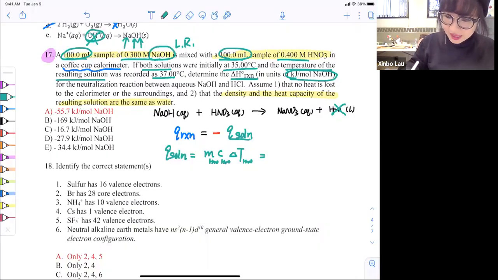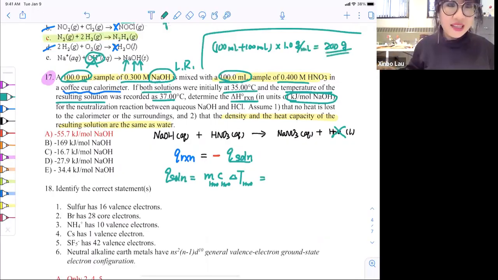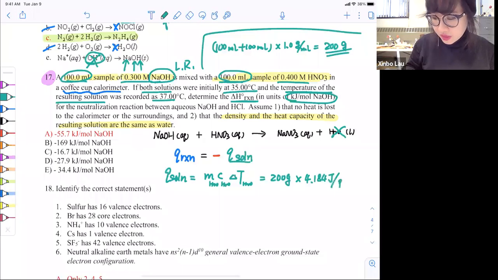Let me put that. So that'll be 100 ml plus 100 ml. We know the density for water is 1 gram per ml. So then that'll be 200 grams. Okay, so then that's how you get the information. Specific heat capacity will be given for this specific question. We didn't give it to you, but it will be given. Okay, so I'm using 4.184 joule per gram degrees Celsius.